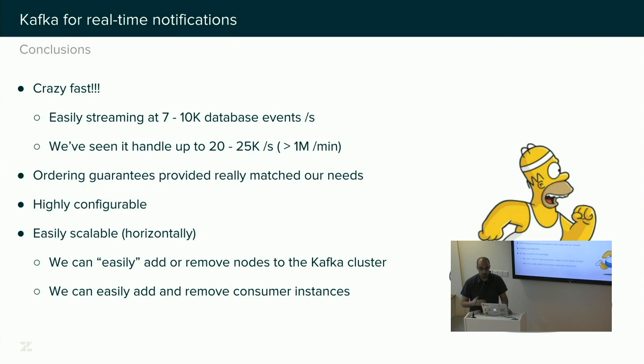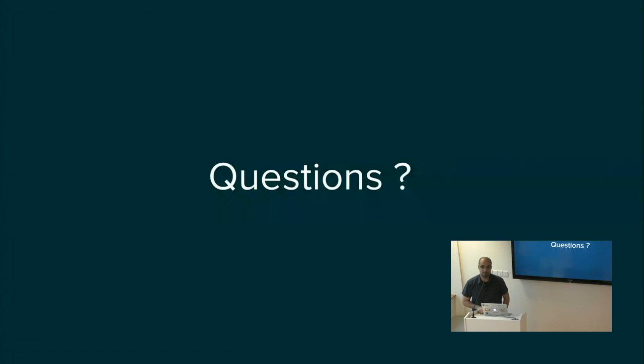And finally, from an application perspective, it's also very easy to add or remove consumer instances. So if you need to increase the throughput of the system, you can fairly easily add new consumer instances so that you can increase the parallelism of your application and process more data. So this was pretty much the experience that we had over the last year that we've been developing and maintaining this system. Any questions so far?